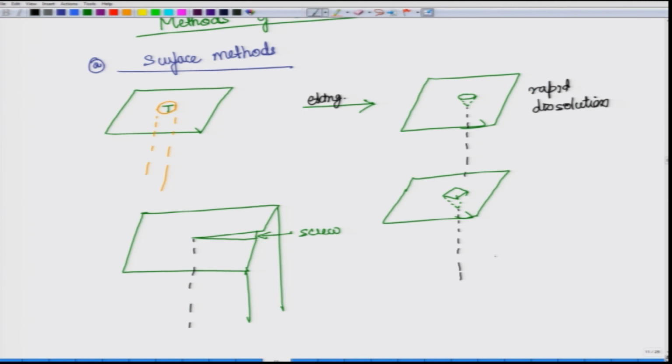So, this particular method is useful when rho is less than or equal to 10 to the power minus 10 per meter square. So, this is one method, and we will come back and discuss more methods of studying or observing dislocations.